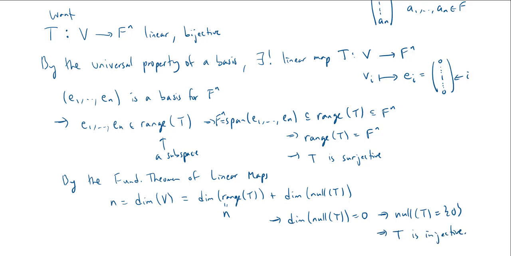So, in total, the universal property of a basis gave us a linear map. We were able to show that that linear map was surjective because it contained a basis for the codomain, Fn. And then by the fundamental theorem of linear maps, we could use the surjectivity to imply the injectivity. And there we go.